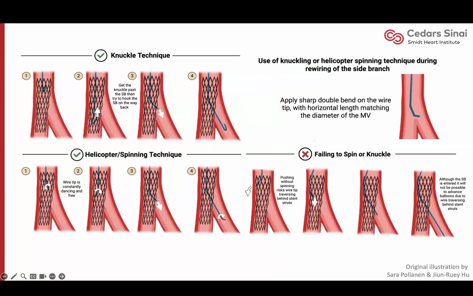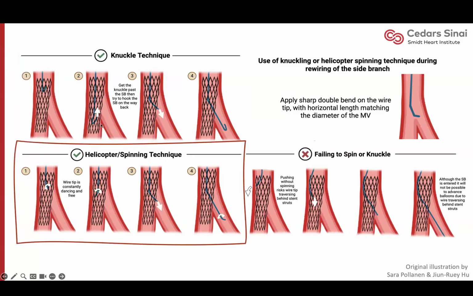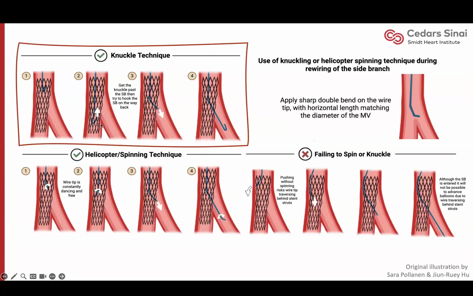There are two acceptable approaches for increasing the likelihood of successful crossing through a distal strut: the knuckling technique and the helicopter spinning technique. In the knuckle technique, allow the tip of the wire to form a knuckle as you advance into the main vessel, like this. The knuckle tip avoids inadvertently pushing the wire tip behind a stent strut. Advance the knuckle wire tip past the carina into the distal main vessel, then pull back before the carina until the tip drops in a side branch, then advance into the stent strut.